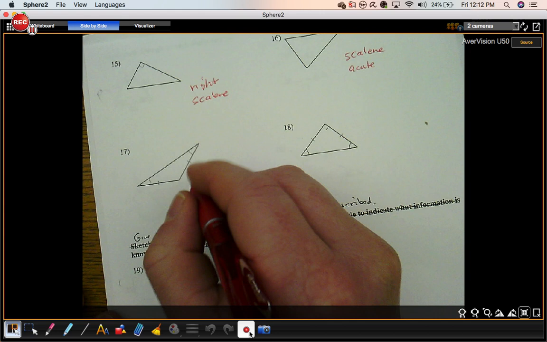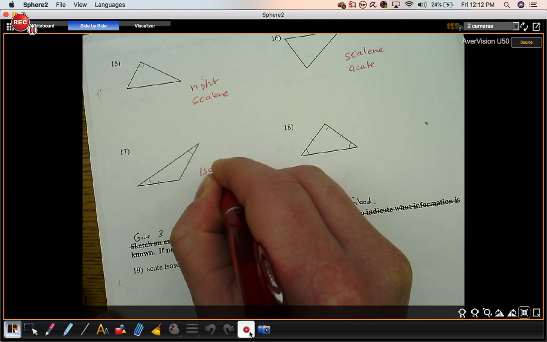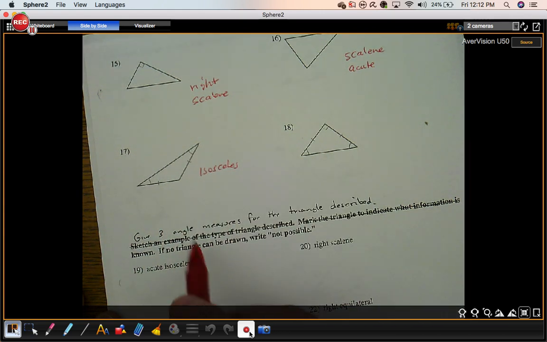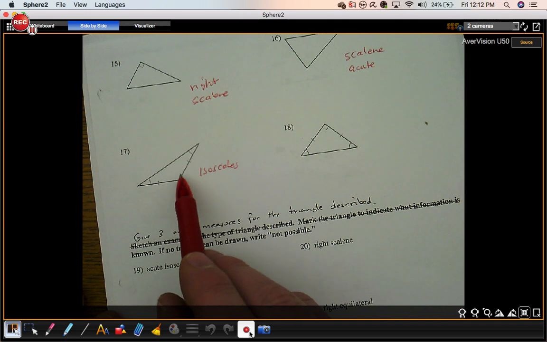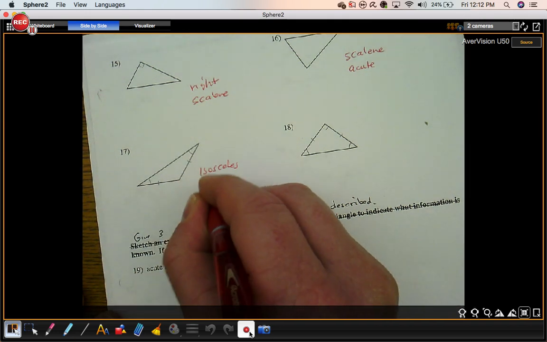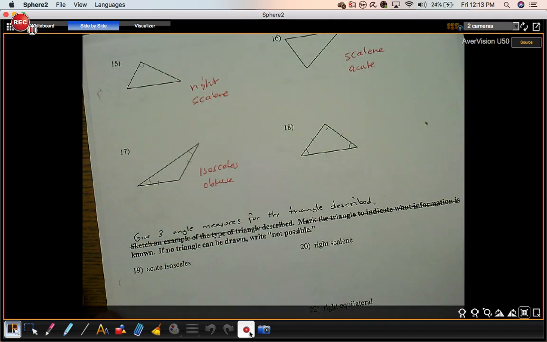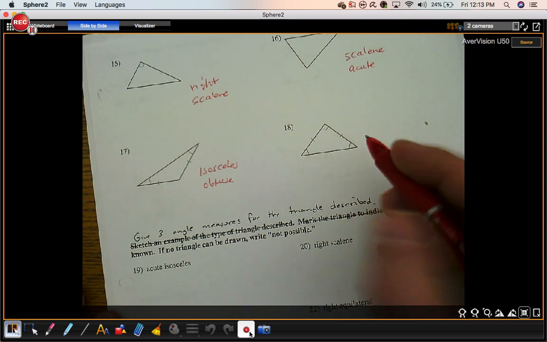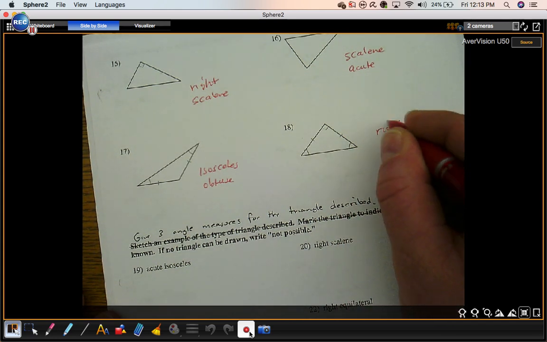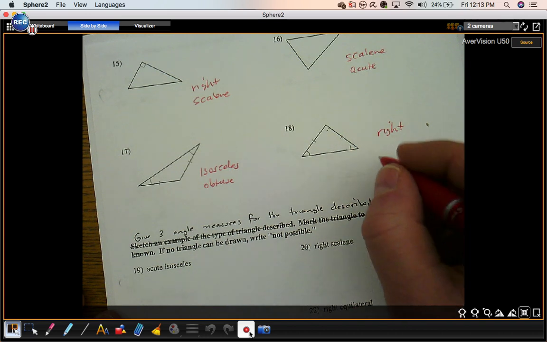Number 17, two sides are congruent, so it's isosceles. This angle is obtuse. This is a right triangle because of the mark, and it's also isosceles because we have two angles that are the same.